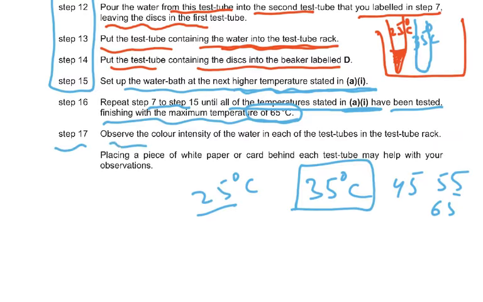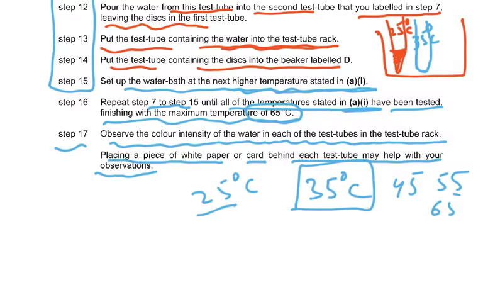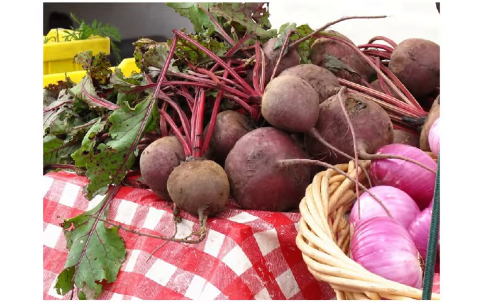Step 17, observe the color intensity of the water in each of the test tubes in the test tube rack. Placing a piece of white paper or card behind each test tube may help with your observations. Most of all, letting you know what actually is beetroot. Maybe now that you've seen it, you can understand what beetroot is. So this is beetroot, and in Urdu it's called chukandar, and it's very nice. You boil it and you have it in your salads.